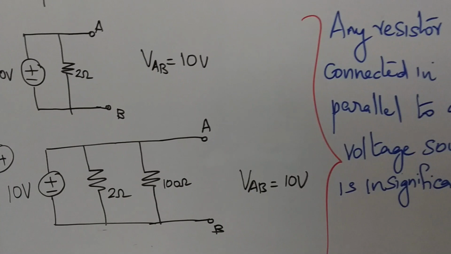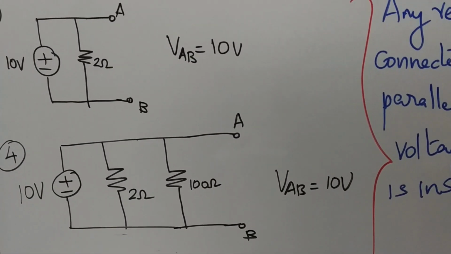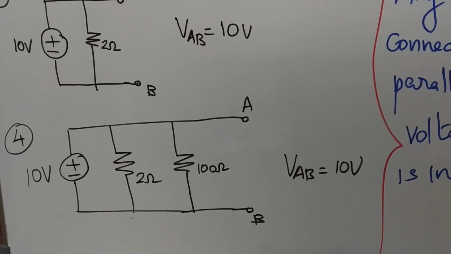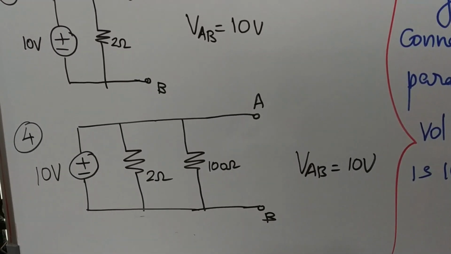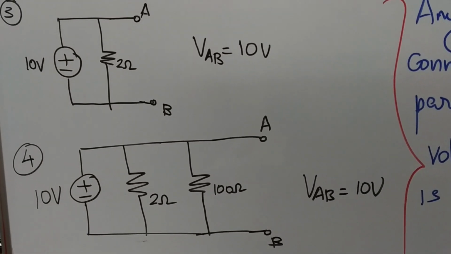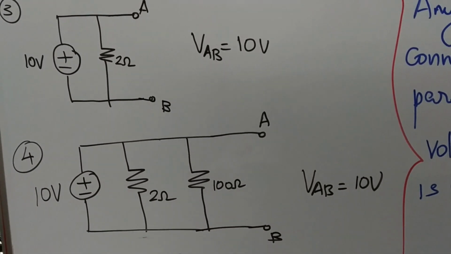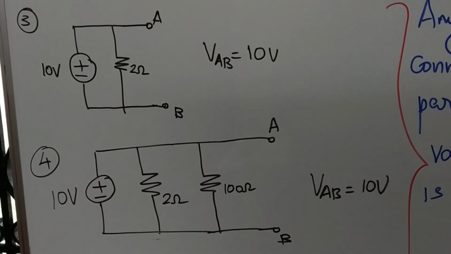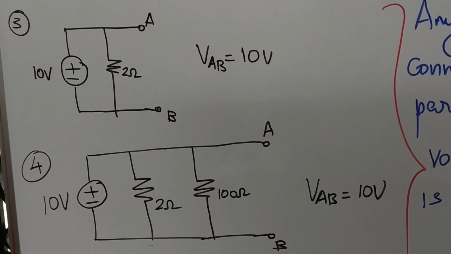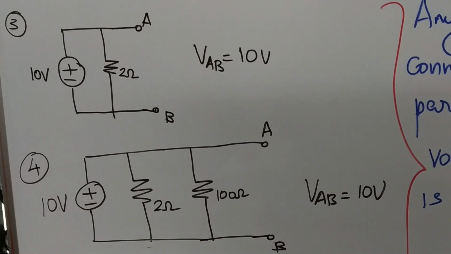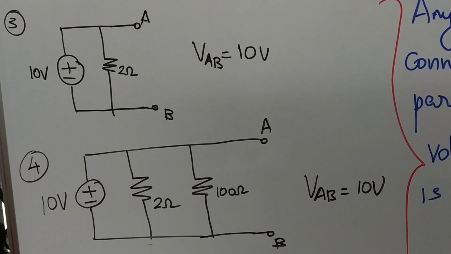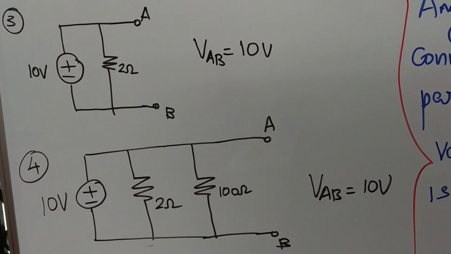Similarly, in the second case, I am connecting two branches in parallel, 2 ohm and 100 ohm. Again, the voltage across AB will be 10 volt itself because all the points are in parallel. So, all parallel points will have the same voltage. That means there is no significance for the value of 2 or 100. Whatever be the value of elements connected in parallel, it is immaterial and the voltage across AB will always remain the same as that of the source.